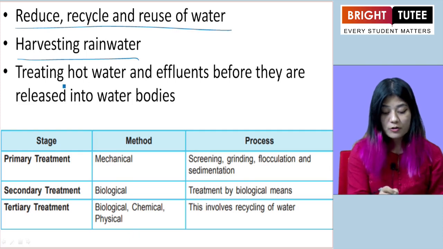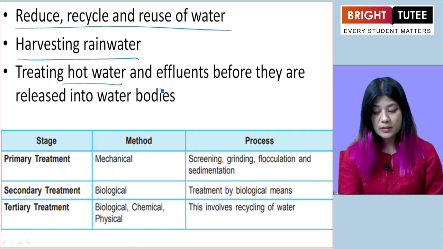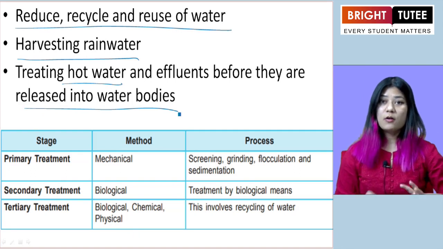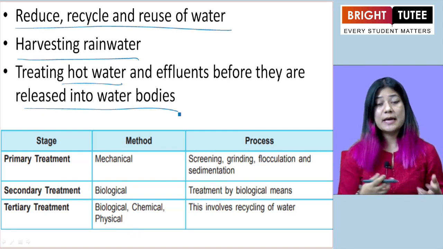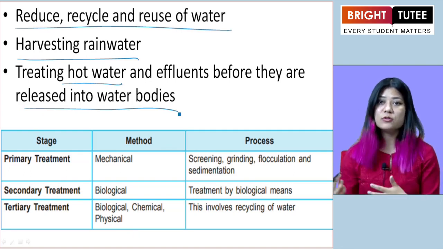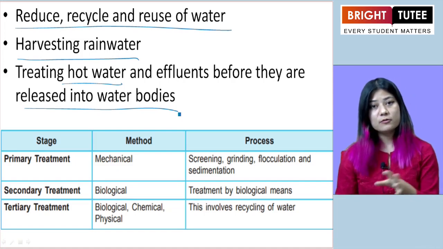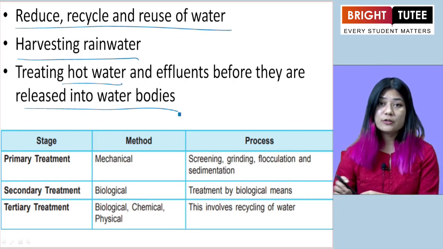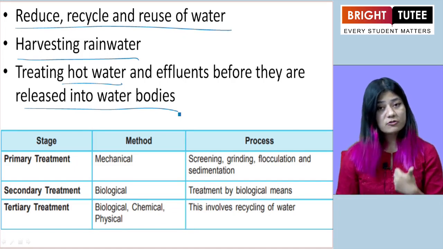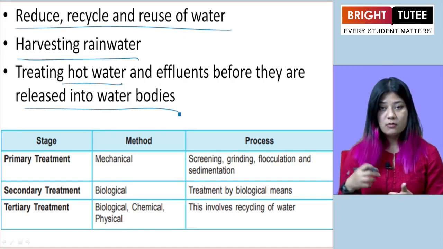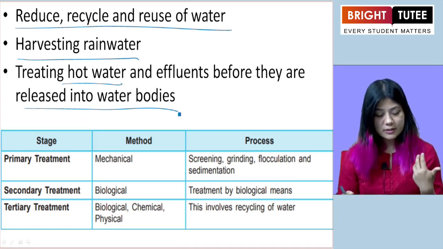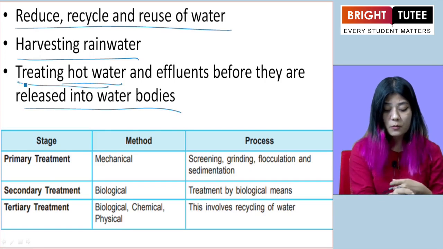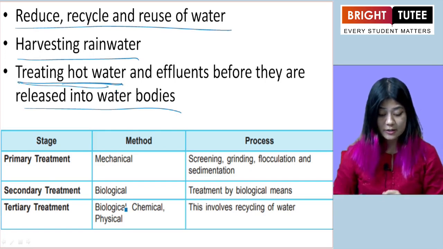By treating hot water and its effluents before they are released into water bodies. So the water or liquid which gets emitted from the industries, before it is thrown out into water or onto land, should be treated. All the pollutants, all the chemicals need to be filtered. So that the treatment of the water takes place in 3 stages.